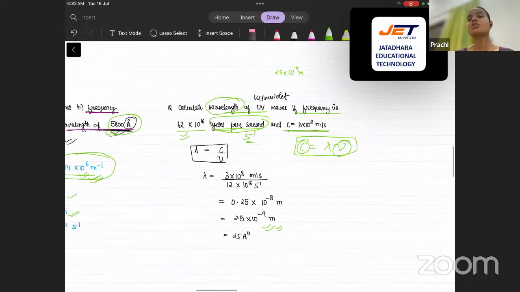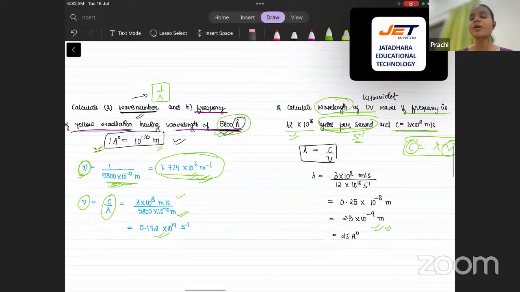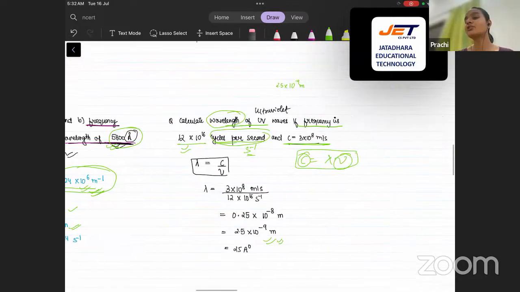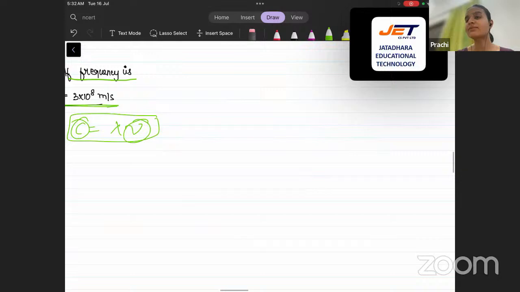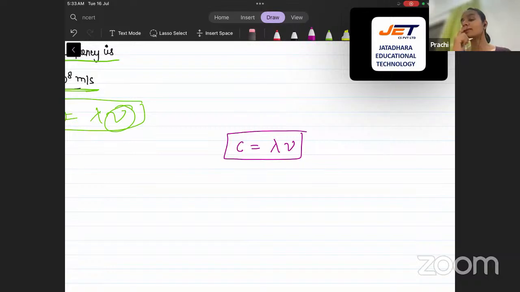So these were the two numericals, and you may get these kinds of questions in the exam along with some other questions. From here, there is one formula that you have to keep with you: we now know the relationship between speed of light, wavelength and frequency. And also don't be confused with the symbol.